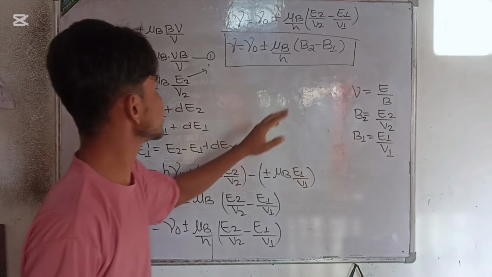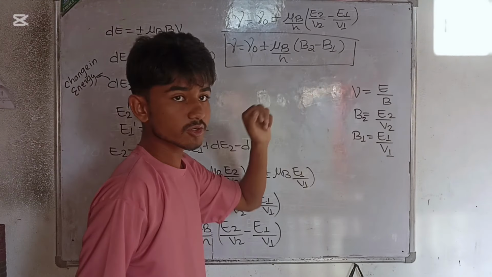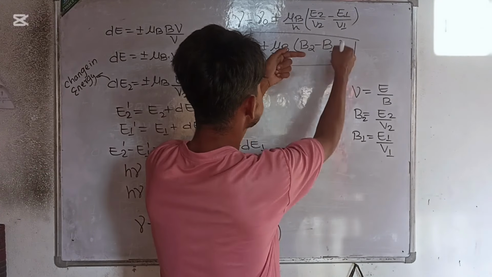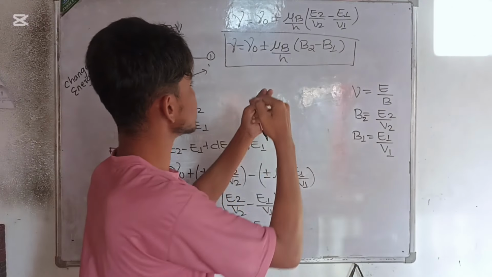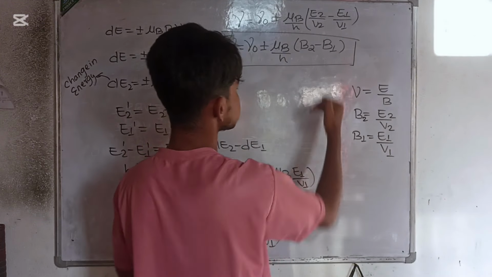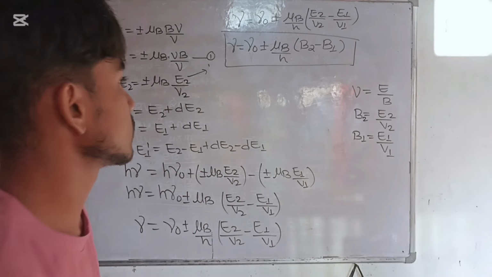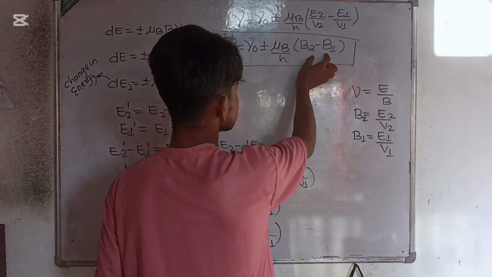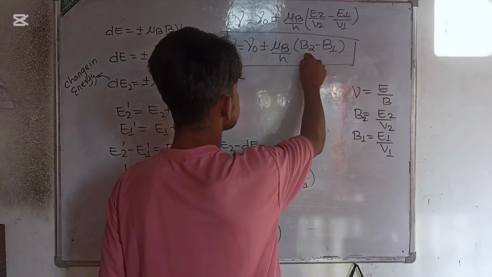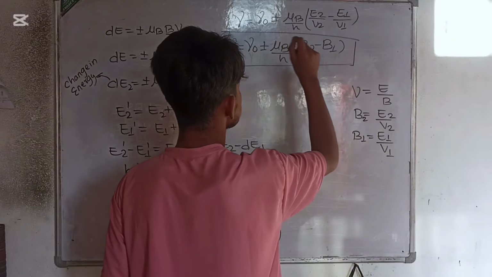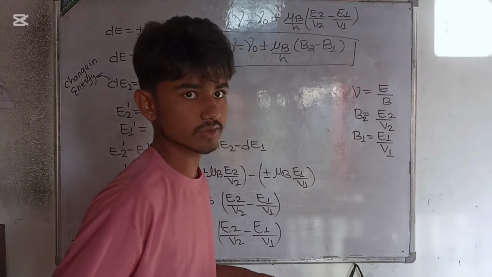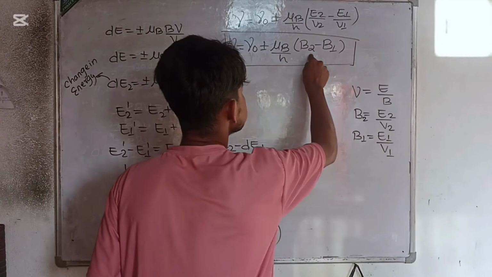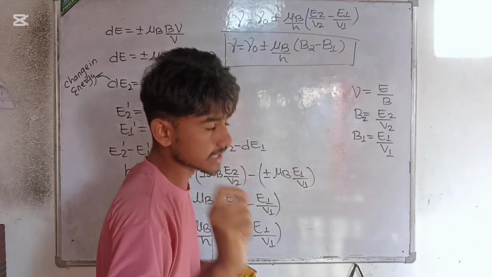Are you getting my point? Why am I using B2 minus B1? Because this is the game of splitting of magnetic energy levels. So I am using this concept. The ratio can be written as B2 and B1. There will always be some change in magnetic field between the second orbit and the first orbit, which causes the frequency to change due to the change in magnetic field within the current loop, within the orbit.